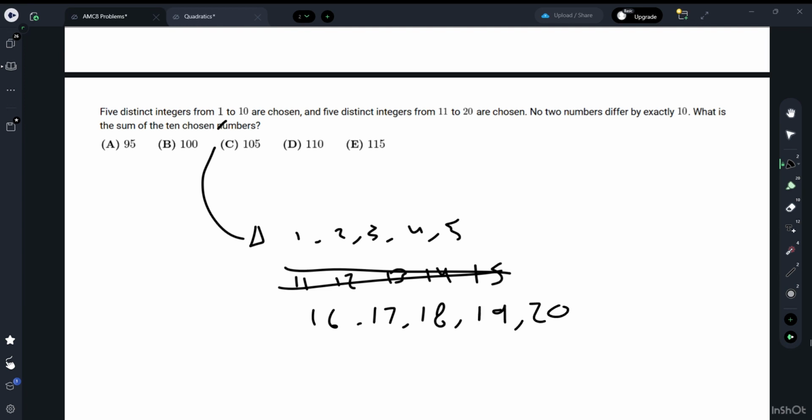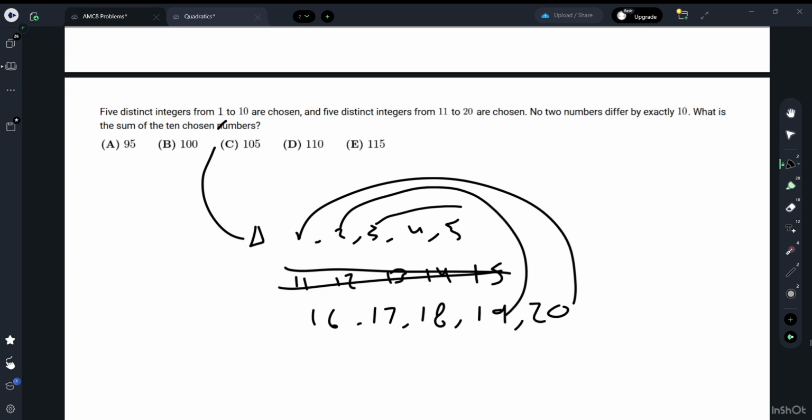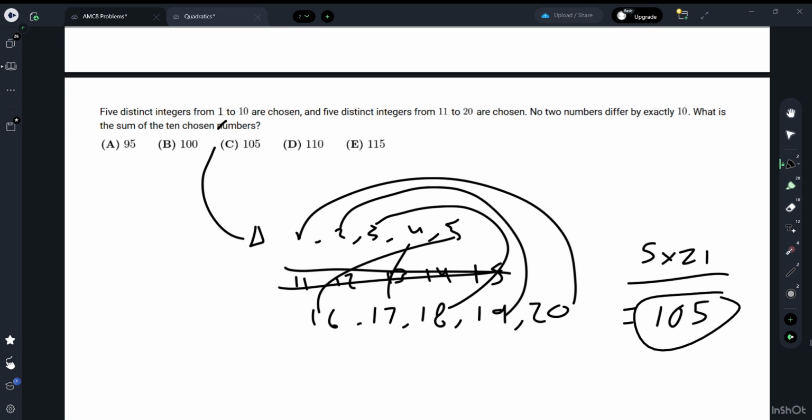So now we just want to find the sum of these numbers. Let's write them in a row. We want to find the sum. So this is 21, this is 21, this is 21, 21, and 21. So 1, 2, 3, 4, 5: there are 5 groups in total of 21. So this is equal to 105. So it's just answer choice C.